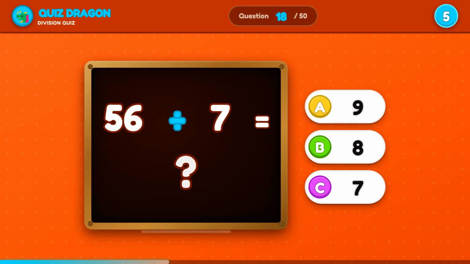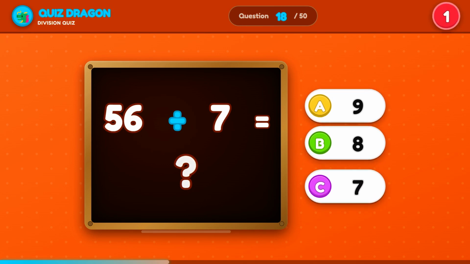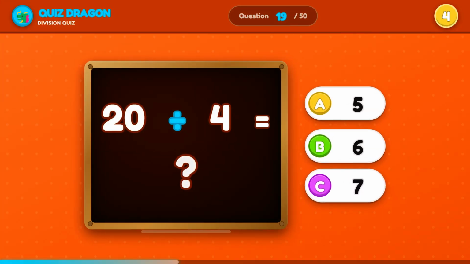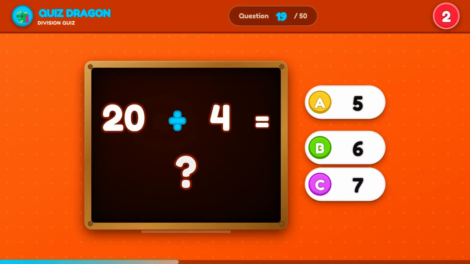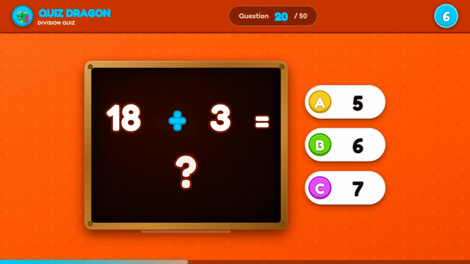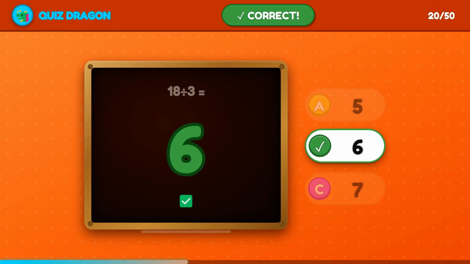Question 18. What is 56 divided by 7? The correct answer is B, 8. Question 19. What is 20 divided by 4? The correct answer is A, 5. Question 20. What is 18 divided by 3? The correct answer is B, 6.